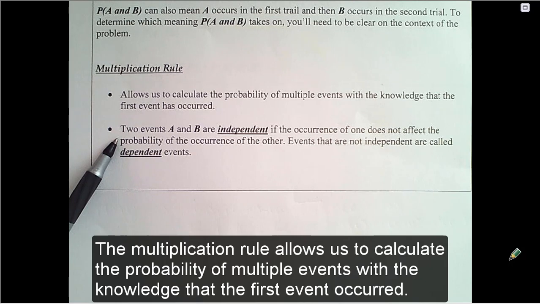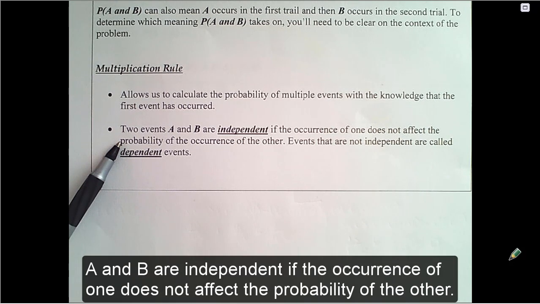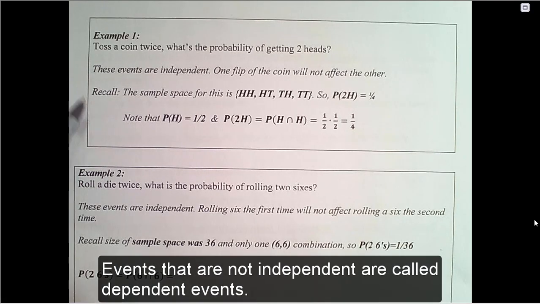The multiplication rule allows us to calculate the probability of multiple events with the knowledge that the first event occurred. A and B are independent if the occurrence of one does not affect the probability of the other. Events that are not independent are called dependent events.